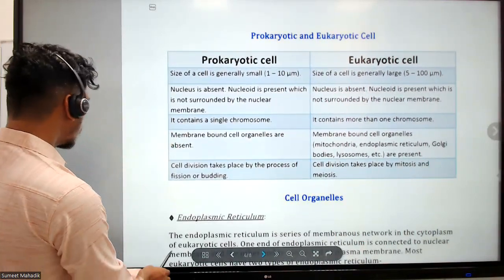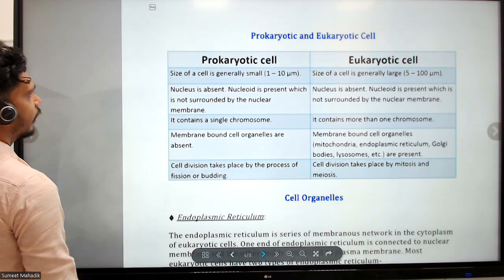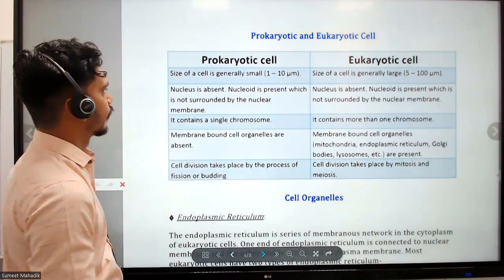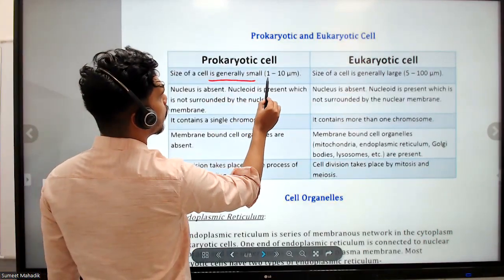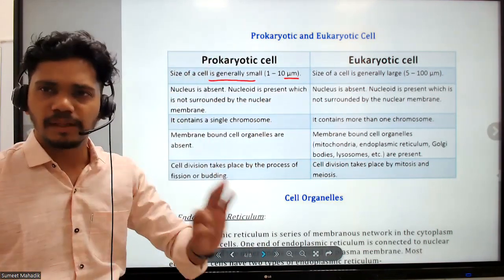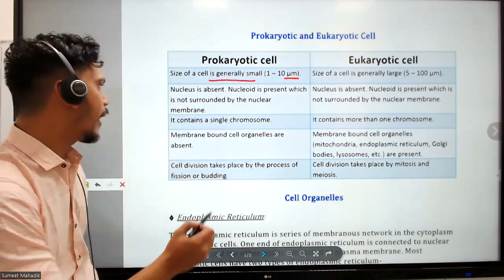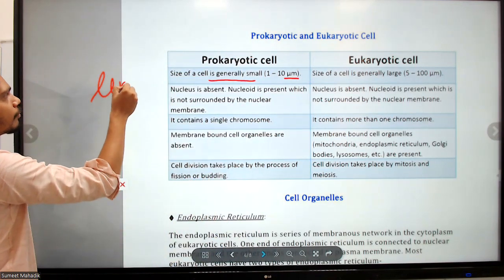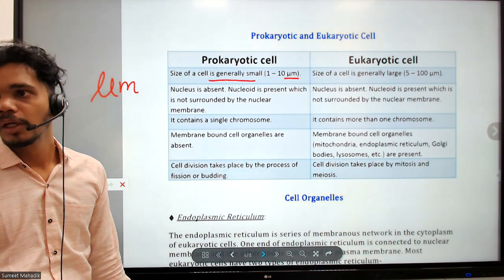Yeah, µ means micrometer, µm. Prokaryotic cell: the size of the cell is generally small. How much? 1 to 10 micrometer. A micrometer is very small. It's a unit, the micrometer.